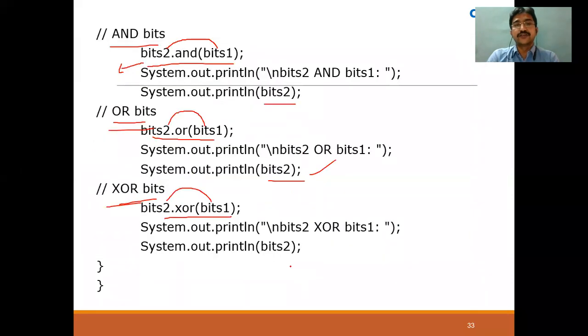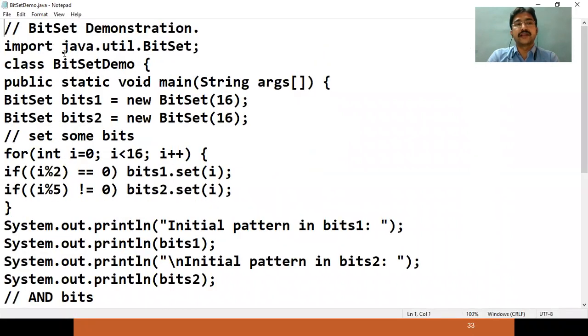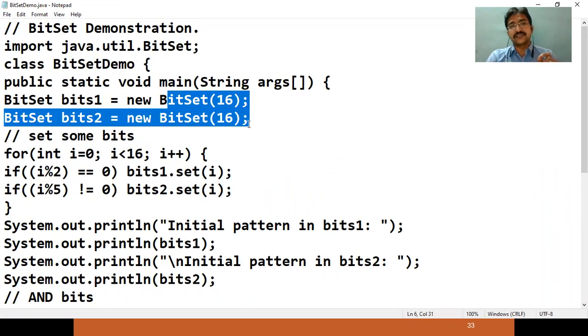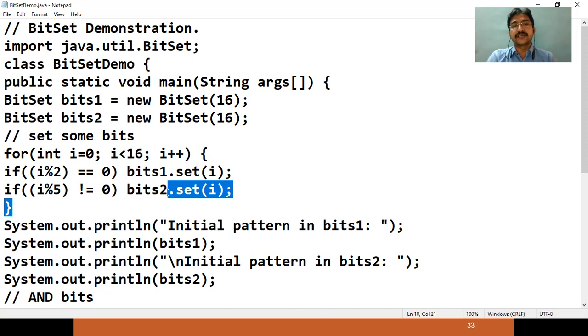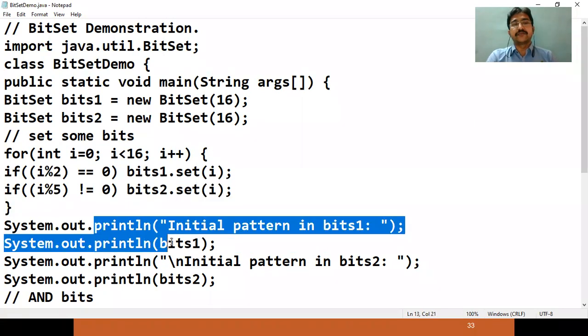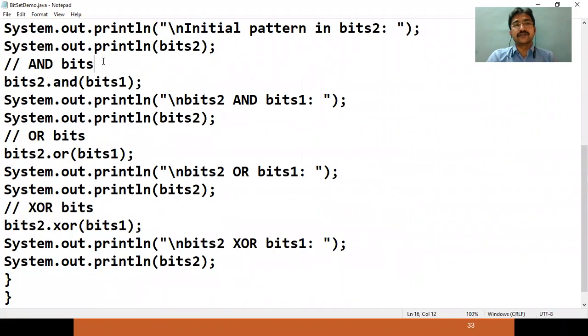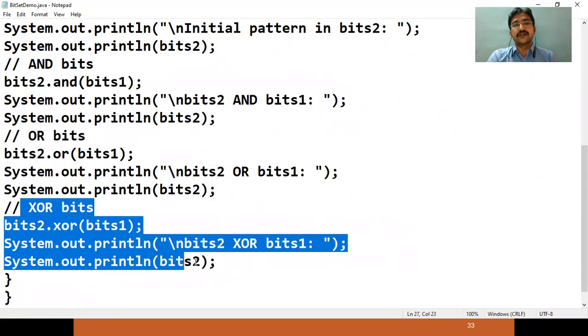Let me run the program so that you can understand very clearly about this one. Here the program BitSetDemo is already taken. Now this is the program. I'm importing the BitSet class, calling a main method, and creating 2 BitSet objects of size 16. I'm assigning values with the help of i modulo 2 for BitSet 1, and i modulo 5 not equal to 0 for BitSet 2, and I'm displaying BitSet 1 and BitSet 2. Now performing AND, OR and XOR. This is the AND operation, up to here; this is the OR operation, and this is the XOR operation.